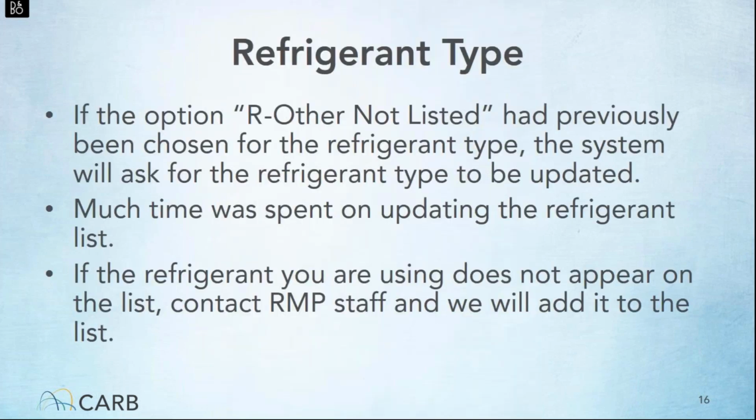And for the refrigerant type, we had one option called R, Other Not Listed. A few people had used this option, but we've removed it because we've taken much time in updating our refrigerant list to include nearly any type of refrigerant that we know of that exists today. Now, if you're going through and adding a system and the refrigerant type does not appear on our list, please contact the RMP staff and we'll be happy to add it to the list.